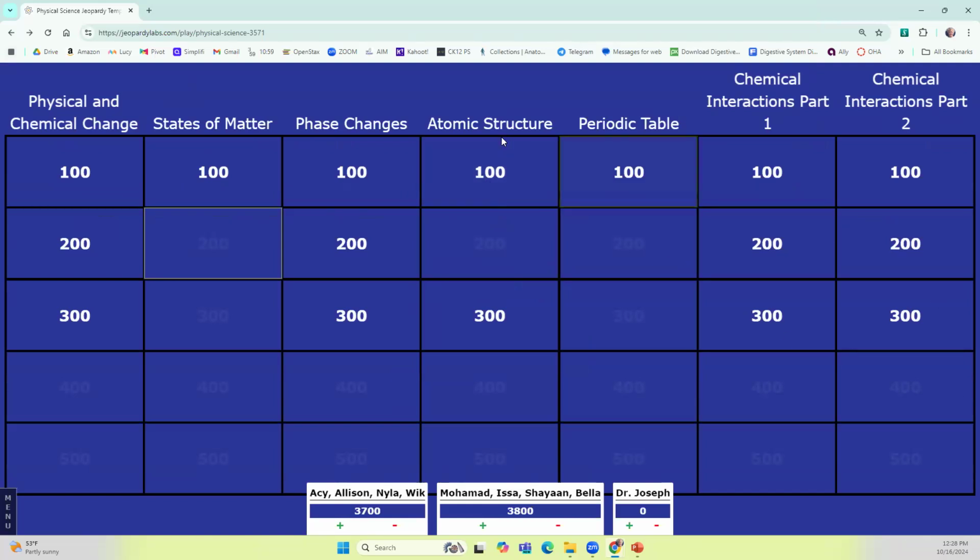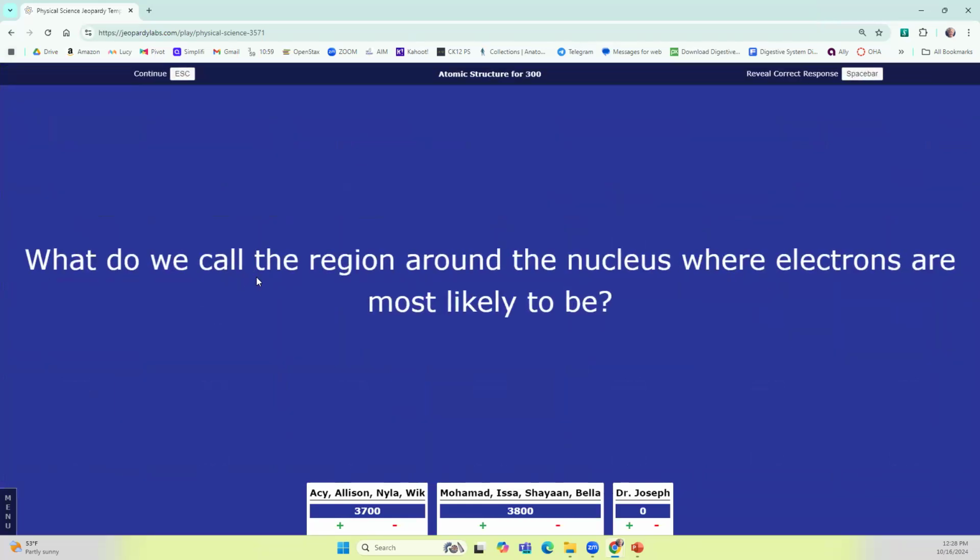Atomic structure 300. What do we call the region around the nucleus where electrons are most likely to be? And there's a couple of different possibilities here. Go ahead. Sorry, you're real staticky. Say it again. Can anybody hear what Cheyenne is saying? Why don't you type it in, Cheyenne?